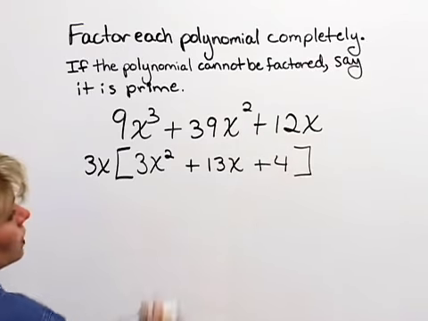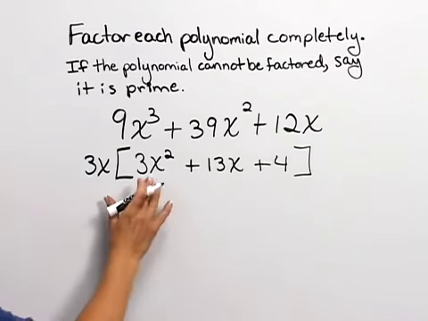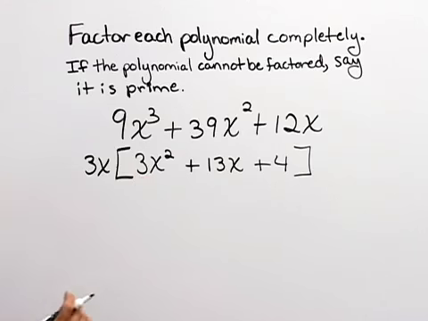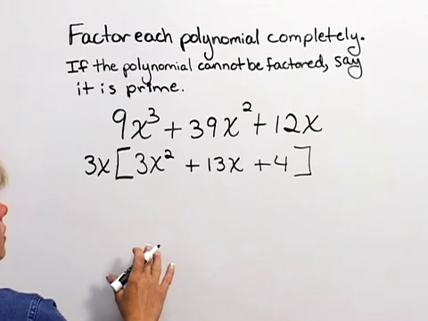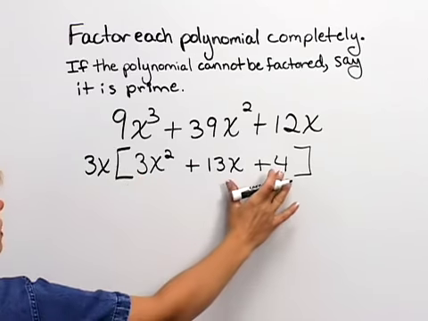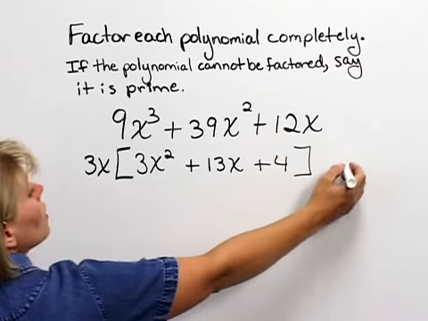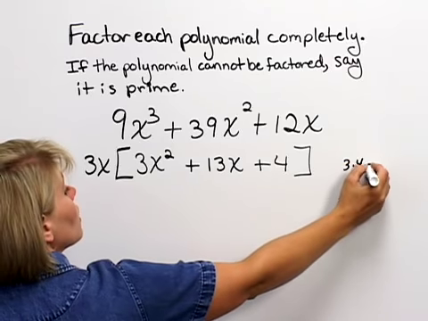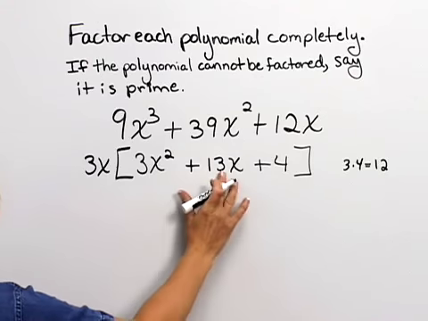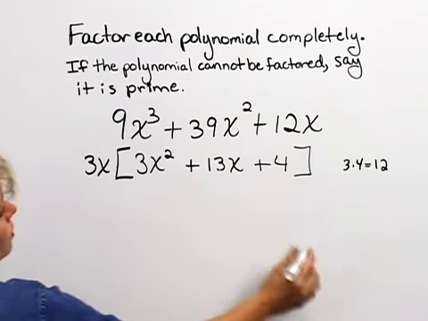Now I knew I was going to end up factoring by grouping because this here is a trinomial and the leading coefficient is not 1. We could do guess and check, but let's do our factoring by grouping. So we need to take our leading coefficient 3 times our constant term 4. 3 times 4 is 12. We need to find factors of 12 that will add up to our middle term of 13.